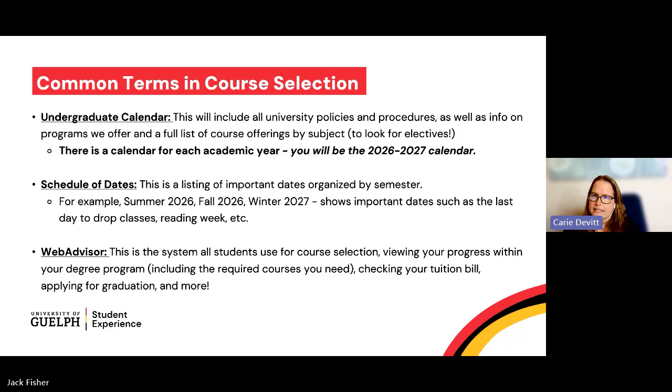It has things like the schedule of dates, so a published schedule of what's happening when throughout the semester. So if you're planning a trip or a job or anything and you want to know when is the last day of exams of winter semester, that is published. So you can find those kinds of things within the undergraduate calendar.